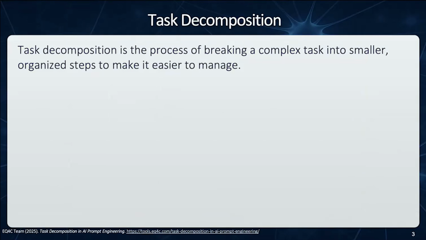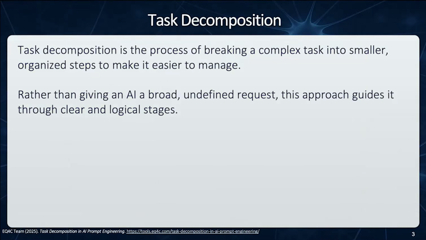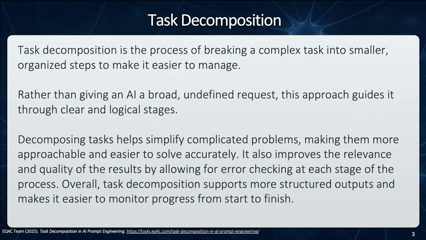So, task decomposition is the process of breaking a complex task into smaller, organized steps to make it easier to manage. Rather than giving an AI a broad and undefined request, this approach guides it through clear and logical steps. Decomposing tasks helps simplify complicated problems, making them more approachable and easier to solve accurately. It also improves the relevance and quality of the results by allowing for more error checking at each stage of the process. Overall, task decomposition supports more structured output and makes it easier to monitor progress from start to finish.